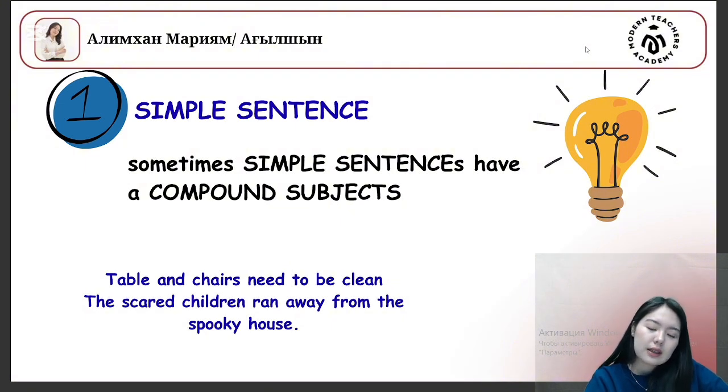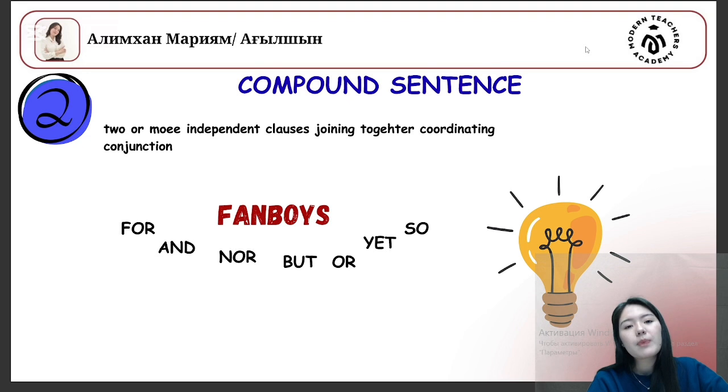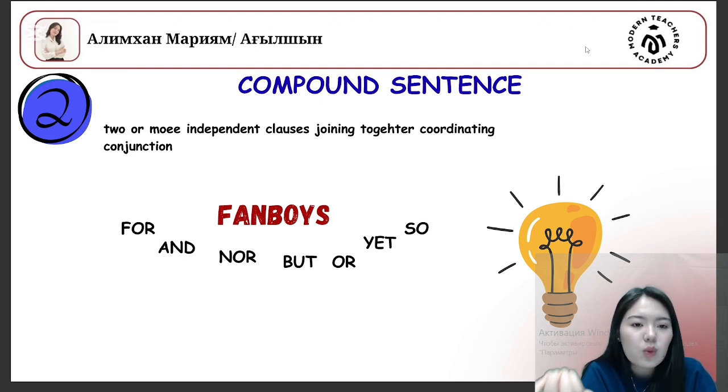Let's go to the second type, the compound sentence. A compound sentence has two or more independent clauses joined together by a coordinating conjunction. What does independent clause mean? An independent clause has a completed thought. It has one subject and one verb, and it has a meaning.